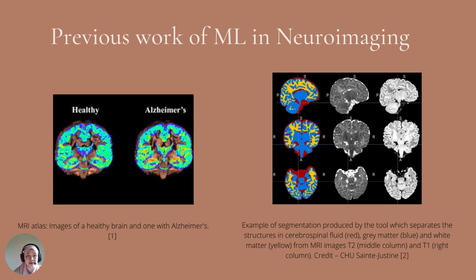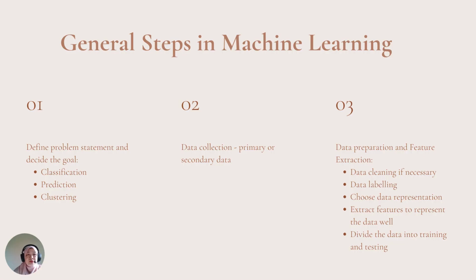detect the abnormalities. So there are 9 general steps in machine learning that I would like to highlight. First is to define the problem statement and decide the goal. As you know, the main broad areas are classification, prediction, and clustering. So firstly, we need to know what is the aim or the target of the work.